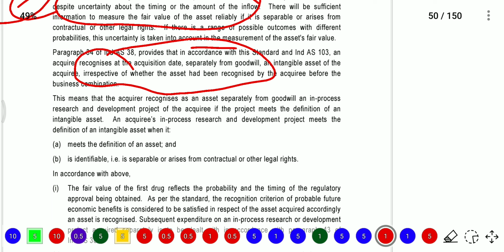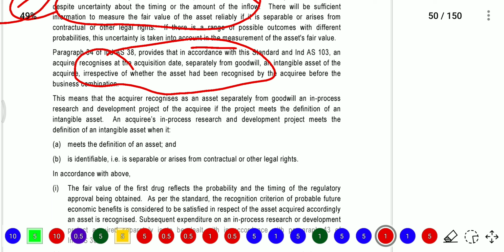This means the acquirer needs to recognize the asset separately from the goodwill, and the in-process R&D project of the acquiree, if the project meets the definition of intangible assets. So for the intangible asset definition, we should see three items: one is identifiability, and cost should be measured reliably, and whether the future economic benefits will be received from that asset. If we satisfy these three conditions, we can recognize the intangible asset.